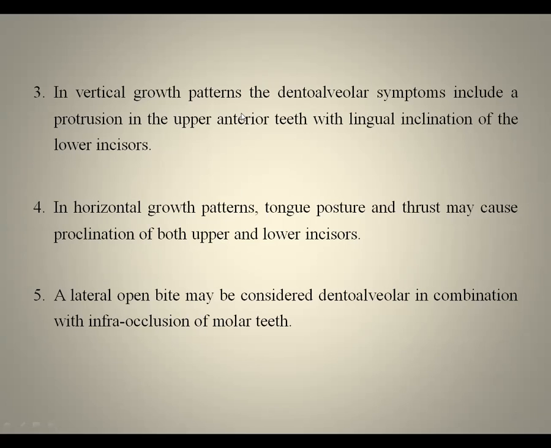When there is class 2 vertical growth pattern, open bite will be there, with protrusion of upper teeth and retroclination of lower teeth. And when class 3 open bite is there and tongue is large, then there will be proclination of both upper and lower incisors.